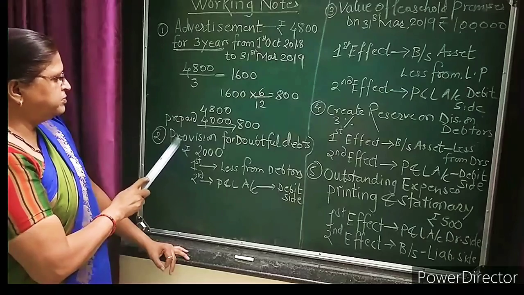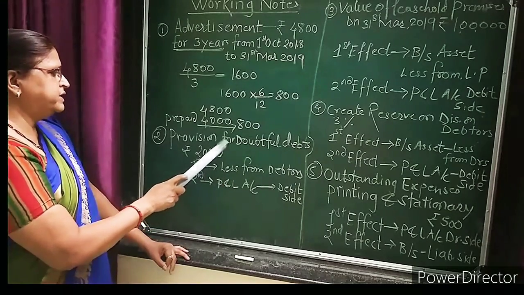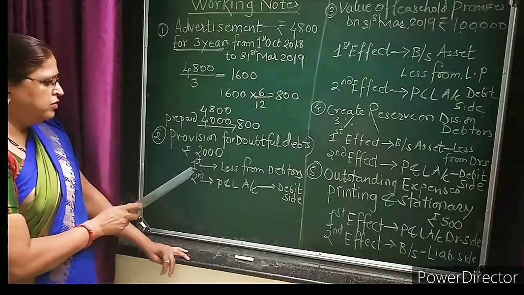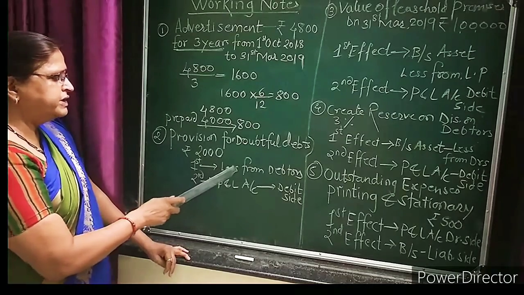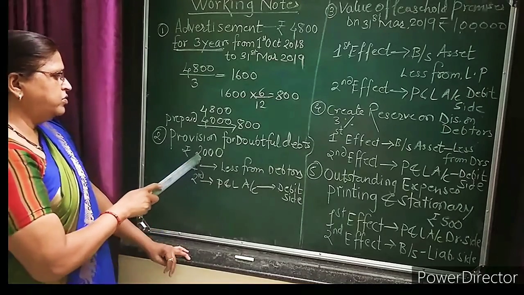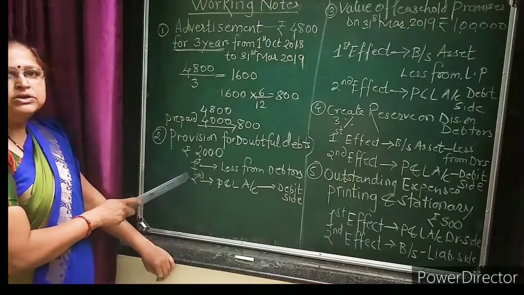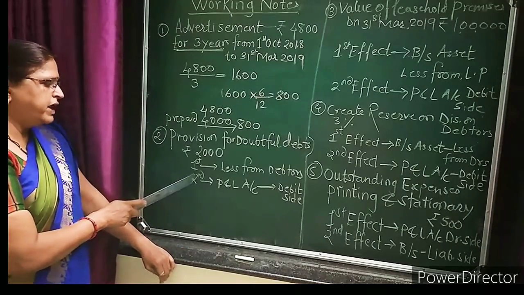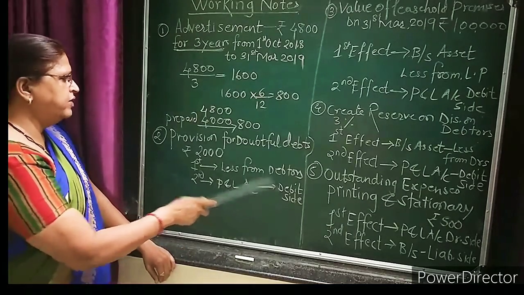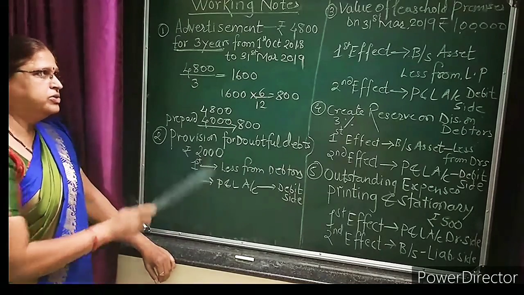Second adjustment, provision for doubtful debts rupees 2,000. Now these two effects we have to give. First effect, from the balance sheet asset side, debtors will be there. From debtors, we have to deduct this rupees 2,000. Again, on the profit and loss account, second effect, profit and loss account debit side, we have to give provision for the doubtful debts rupees 2,000.